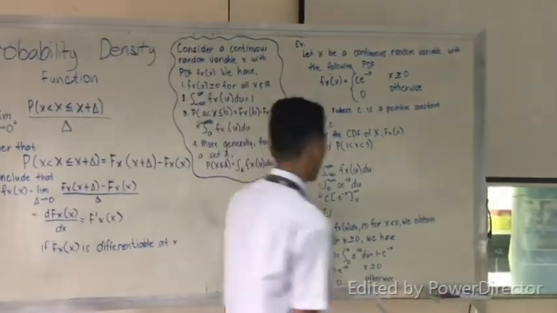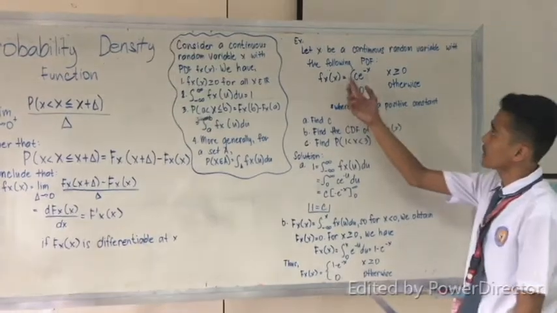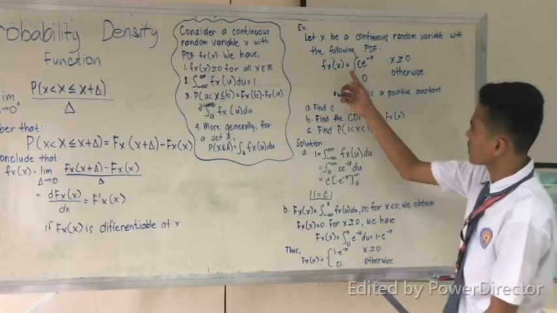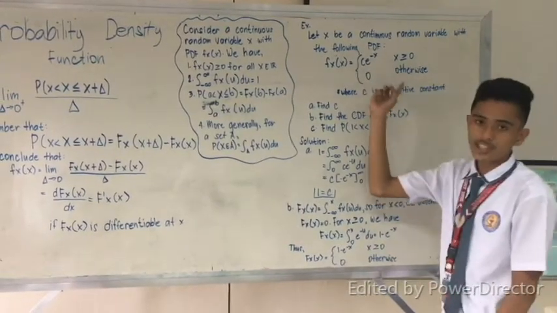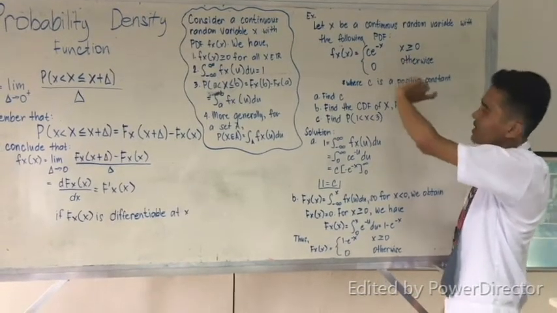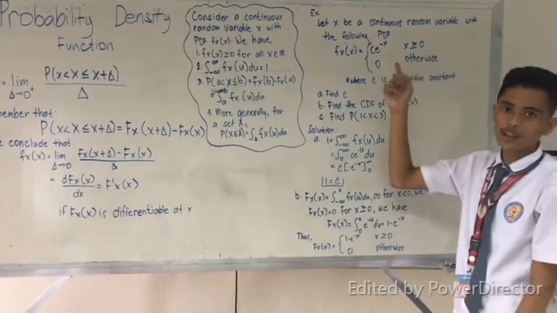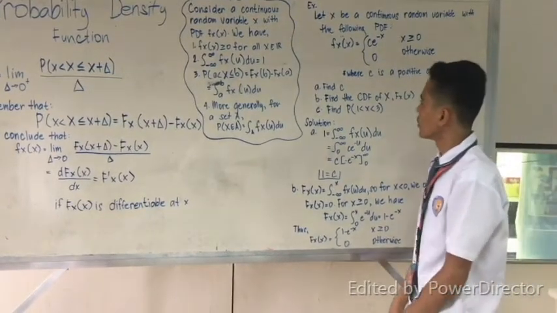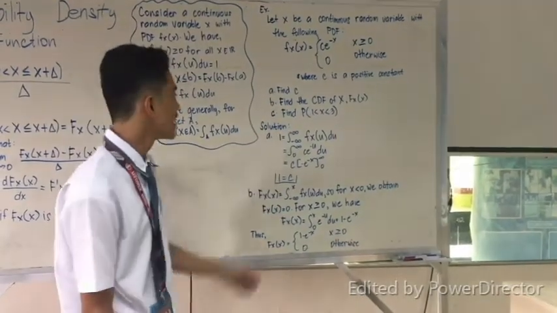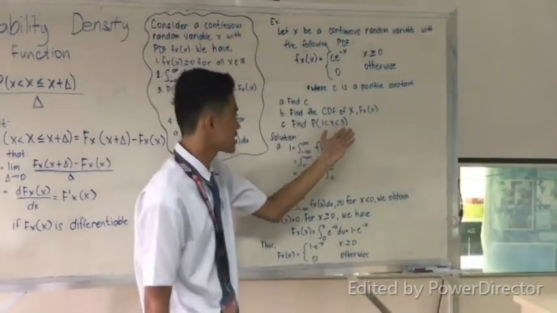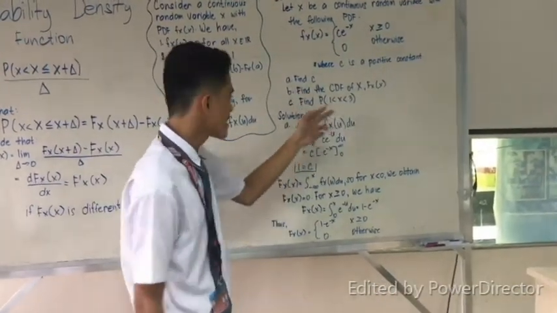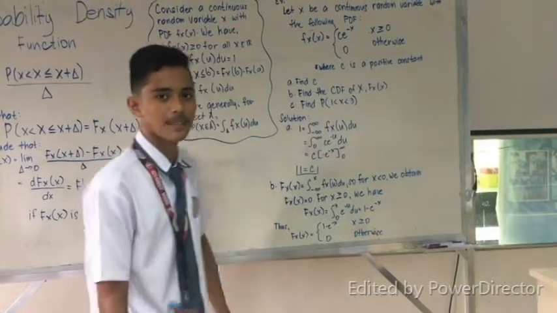So here is our example. Let x be a continuous random variable with the following PDF: f(x) equals c e raised to negative x for x greater than or equal to 0, and 0 otherwise, where c is a positive constant. Letter A, find c. Letter B, find the CDF of x, F(x). Letter C, find the probability of x greater than 1 but less than 3.